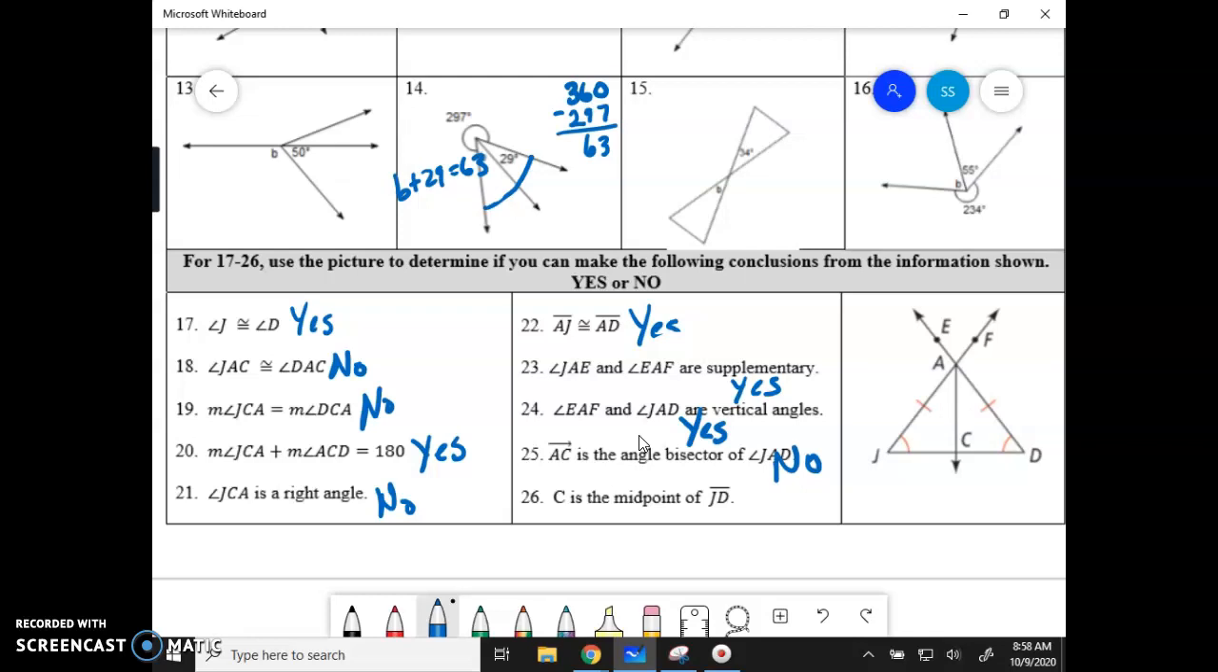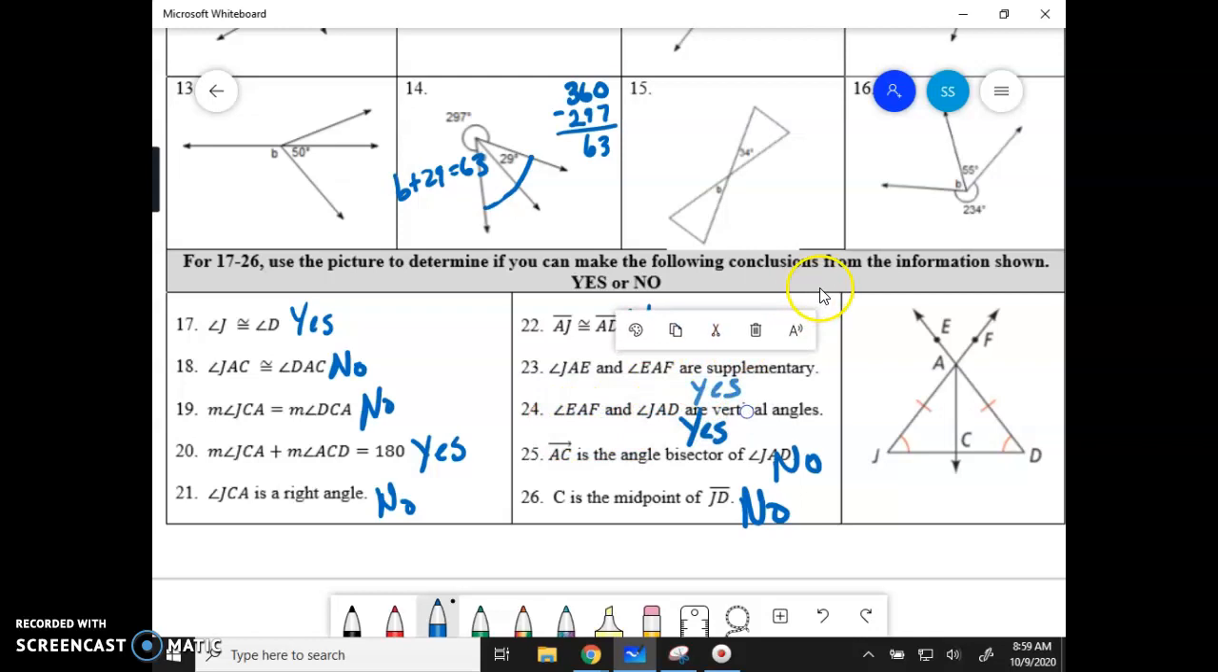And C is the midpoint. Point C is the midpoint of this segment. Again, it certainly looks like it's true. You could get your ruler out and show it, but it doesn't indicate it on the picture, so we cannot assume it. That is a no.